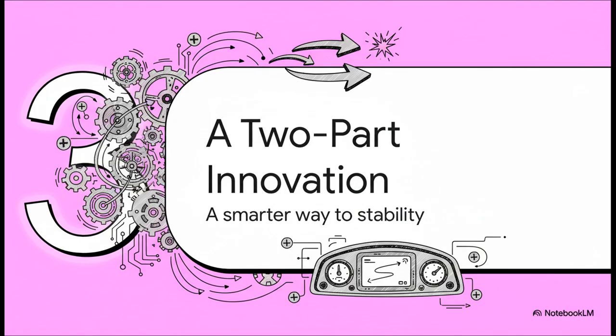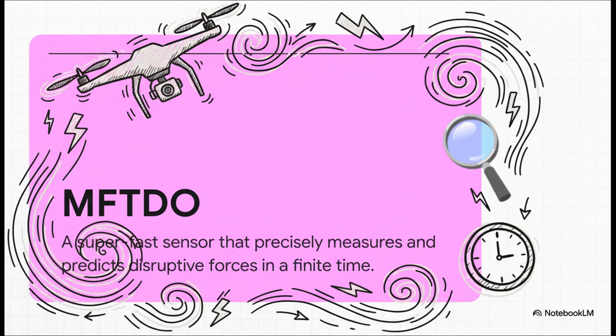A brilliant, two-part innovation that works like a super sophisticated new autopilot for these systems. The first part of this cool new solution is the MFTDO. The easiest way to think about it is as an incredibly advanced weather sensor on our drone. It doesn't just feel the wind, it measures its exact force and direction and predicts what it's going to do next, all within a finite and very, very short amount of time. It basically sees the chaos coming.